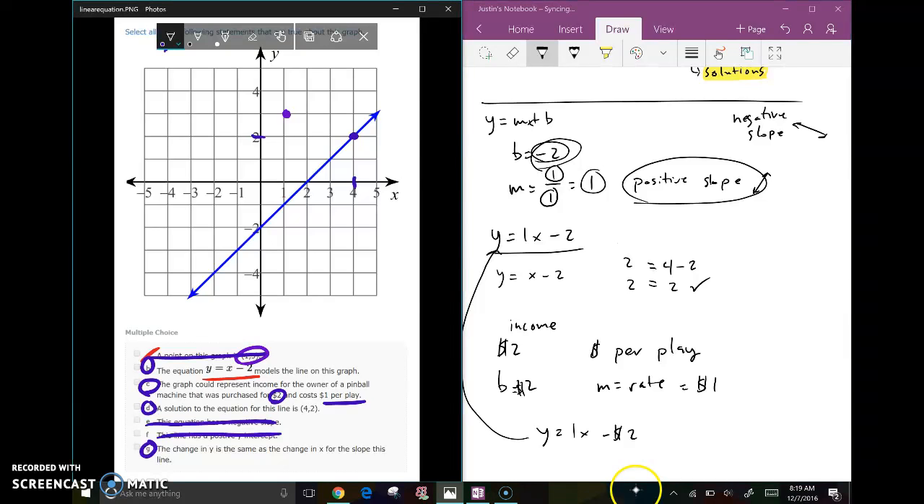And that makes sense, because if you're an owner of a pinball machine and you're buying a pinball machine for $2, then you're going to start in the hole $2, and then after one person plays one game, they've paid $1, you now only are in the hole $1. After somebody plays the game for the second time, you've made $2, so you're back to even, you're back to 0. And then by the third play, you're starting to make money. By the fourth play, you've made $1, by the fifth play, you've made $2, by the sixth play, you've made $3. So you can see that this line models this particular question, so we can go ahead and say this is also a solution.